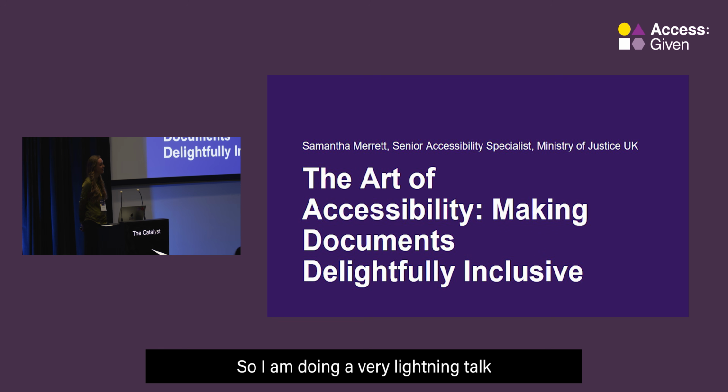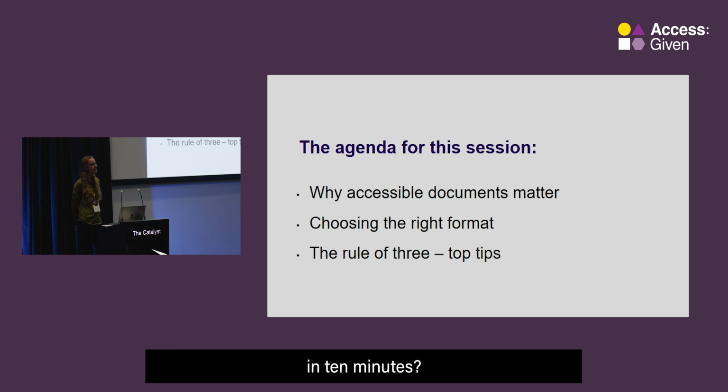So I'm doing a very lightning talk, 10 minutes today on accessible documents. I've named my presentation, The Art of Accessibility, Making Documents Delightfully Inclusive. So what am I going to cover in 10 minutes? It's a tall order to talk about document accessibility in 10. We're going to talk about why it matters first. A lot of people don't think about documents necessarily when they think about accessibility, so I'm going to tell you why. And then I'm going to talk about choosing the right format and why that is really important. And I will finish on the rule of 3, leaving you with 3 top tips on document accessibility.